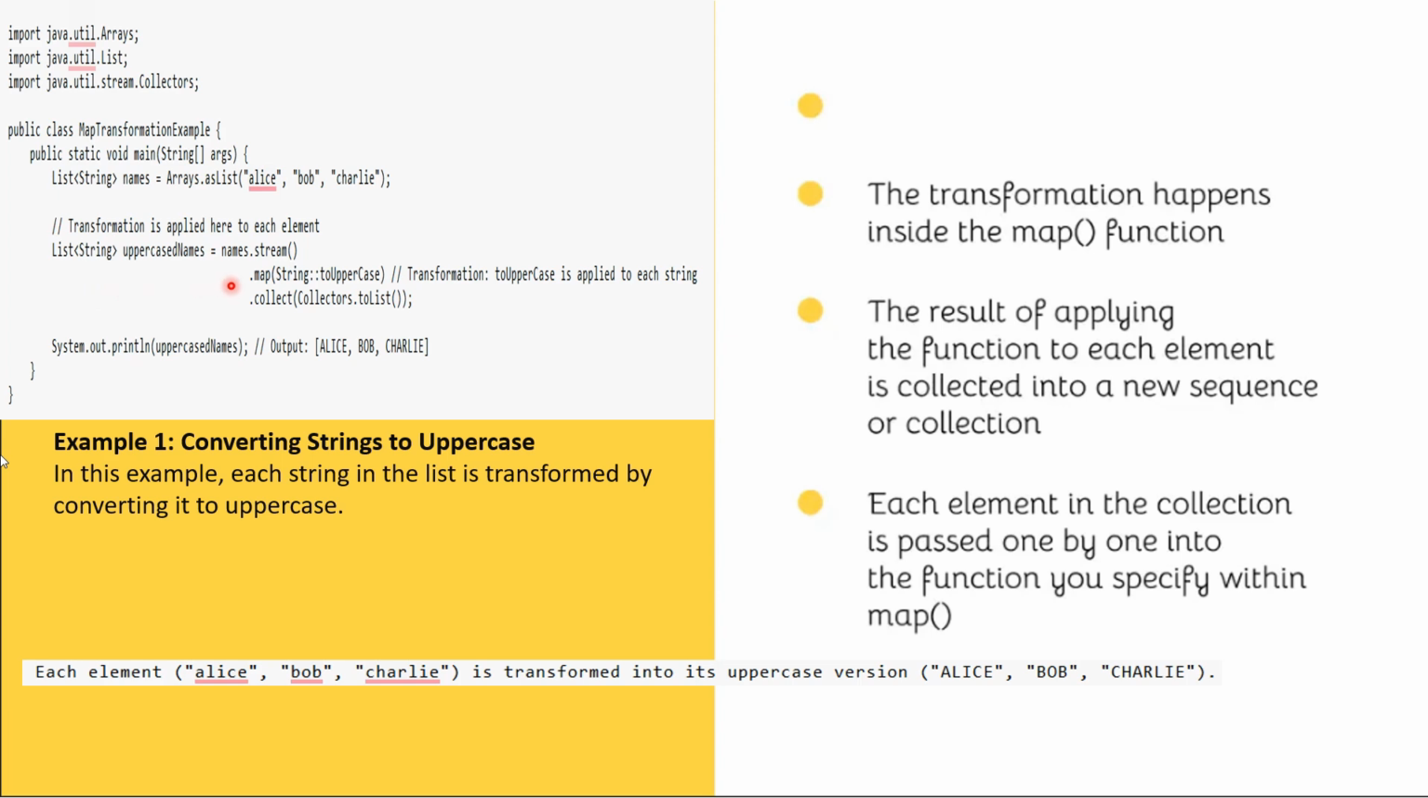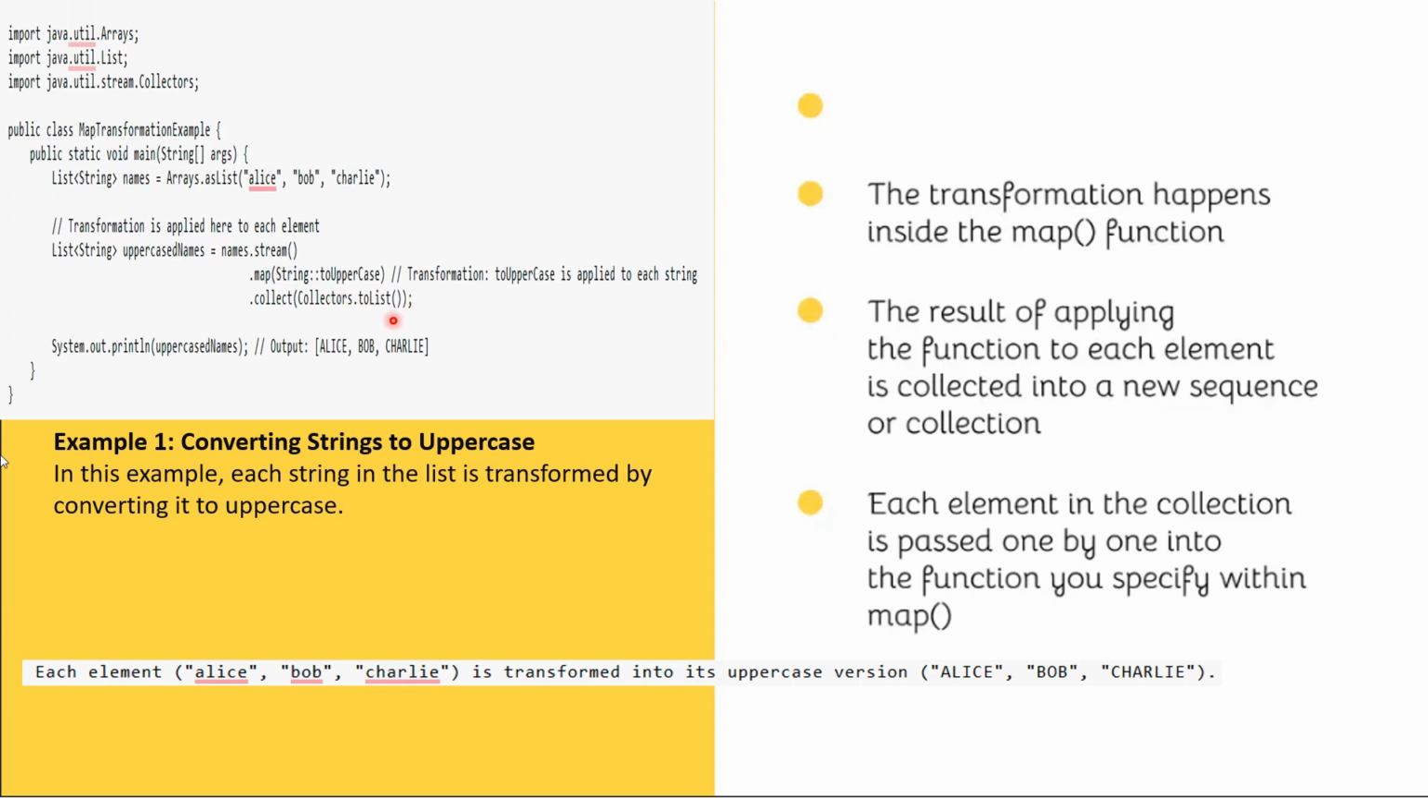This block of code converts each name in the names list to uppercase and collects the results in a new list called uppercaseNames. This converts the names list into a stream, enabling us to perform operations on each element in a functional style.